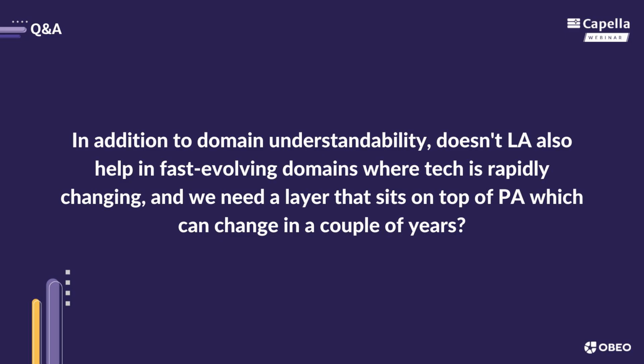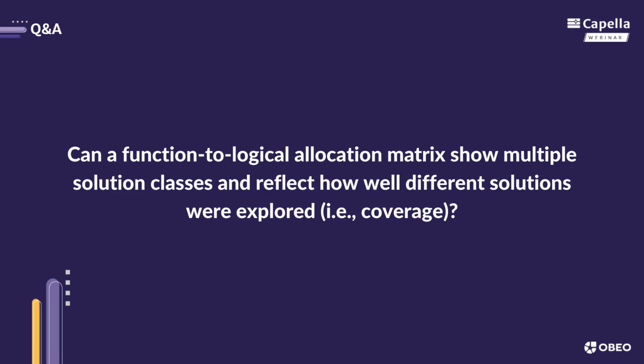Okay, so another question from Christian: can the function to logical allocation matrix show multiple solution classes and reflect a coverage of how well different solutions were explored? So we're mapping functions to logical components. Yeah, absolutely. That's one of the things that you can do. In fact, that's one of the things that I find really useful in using the Arcadia framework, when you take all of your functions and you try and find a home for them.